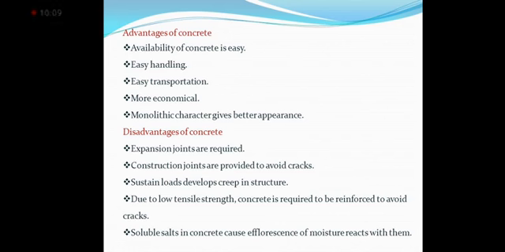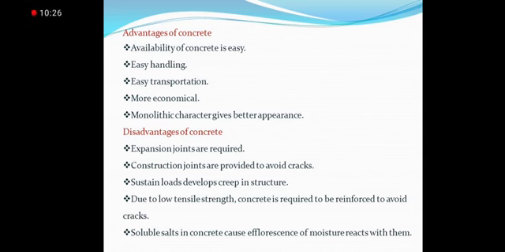What are the advantages of concrete? Concrete is cheaply available, readily available, and it is very easy to handle. It can be transported to any place. Economical. Monolithic character gives better appearance. It can be cast in various shapes and sizes.